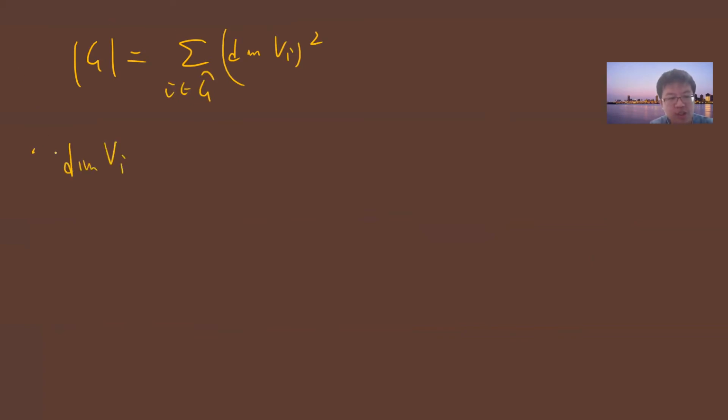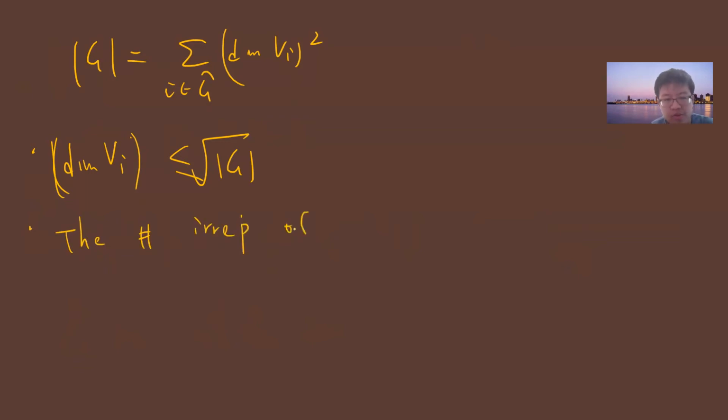So what is the consequence of this? The first is obviously that the dimension of each V_i will be less than the square root of the order of G. And the second is another fact that we haven't proven: the number of irreducible representations of a finite group G is finite. So there are only finitely many irreducible representations.